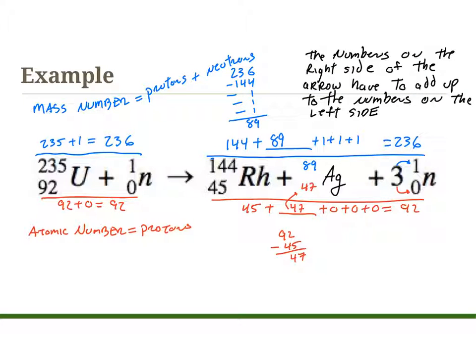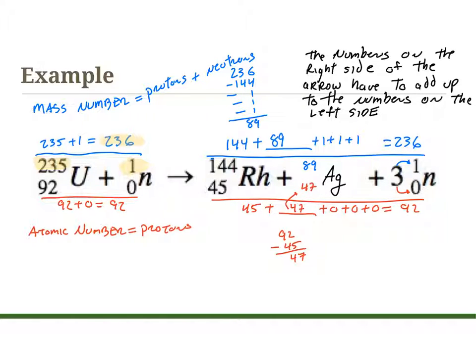So when you're working with these nuclear fission types of problems, what ends up happening is we have to make sure that the numbers or the values on the left side of the arrow are equal to the values on the right side of the arrow. So what I've done here is I said that I have a uranium atom being bombarded by a neutron, and so I noticed that 235 plus 1 is equal to 236.